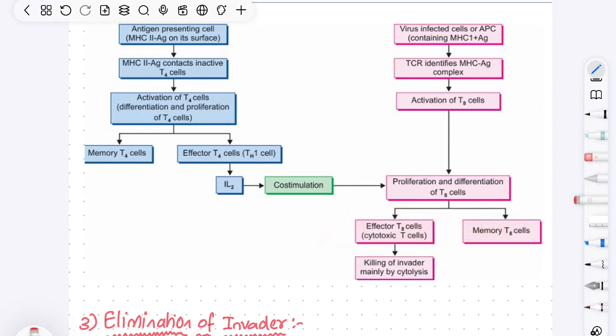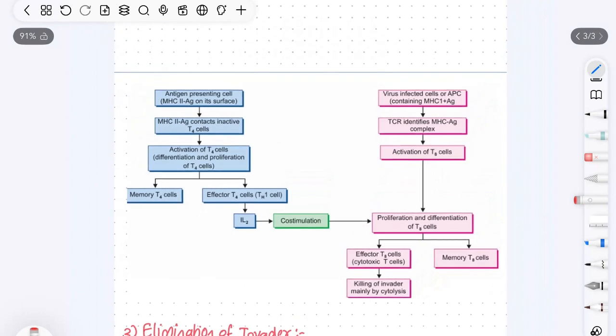And these effector cells, which effector cells? T8 effector cells kill the invader, I mean the microorganism or the pathogen, mainly by which process? Cytolysis, that is lysis of cell. Okay, breakdown of cell. Breakdown of what cell? The cell of the pathogen. Okay, I hope you got my point.